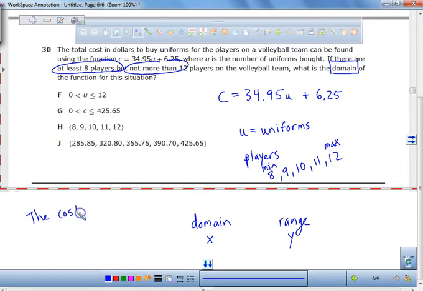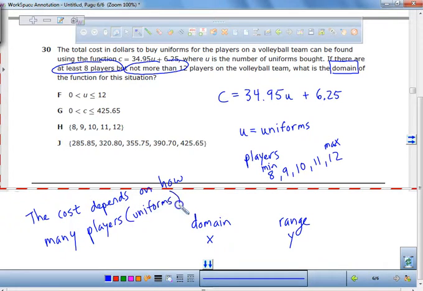The cost depends on how many what? Players. And what do players require? Players require uniforms, right? So players require uniforms. So by the way, the cost, that is the range of the function. The uniforms represents the domain. So the domain, write down on your paper, uniforms, range, write down cost.